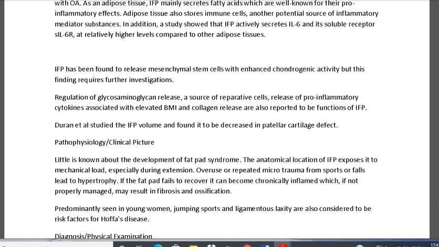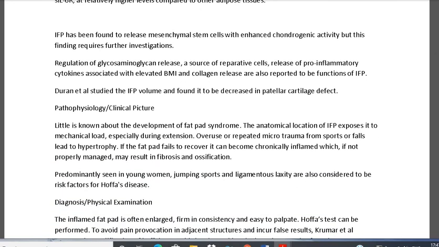So you can see this fat pad has a number of functions related to the overall structural continuity, or the overall management of the knee joint and structures. It has multiple roles.